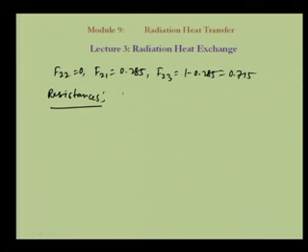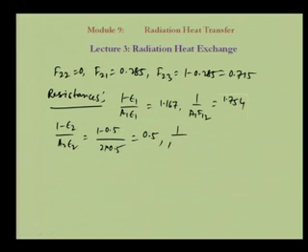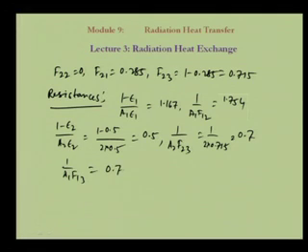To calculate, we have (1 minus epsilon 1) by (A1 epsilon 1), that will be equal to 1.167, then 1 by (A1 F12) will be equal to 1.754, and then (1 minus epsilon 2) by (A2 epsilon 2), that is (1 minus 0.5) by (2 into 0.5), and this is becoming 0.5. Then 1 by (A2 F23) equals 1 by (2 into 0.715), and that is equal to 0.7, and then 1 by (A1 F13) also is equal to 0.7. So, these are the resistances we have calculated.